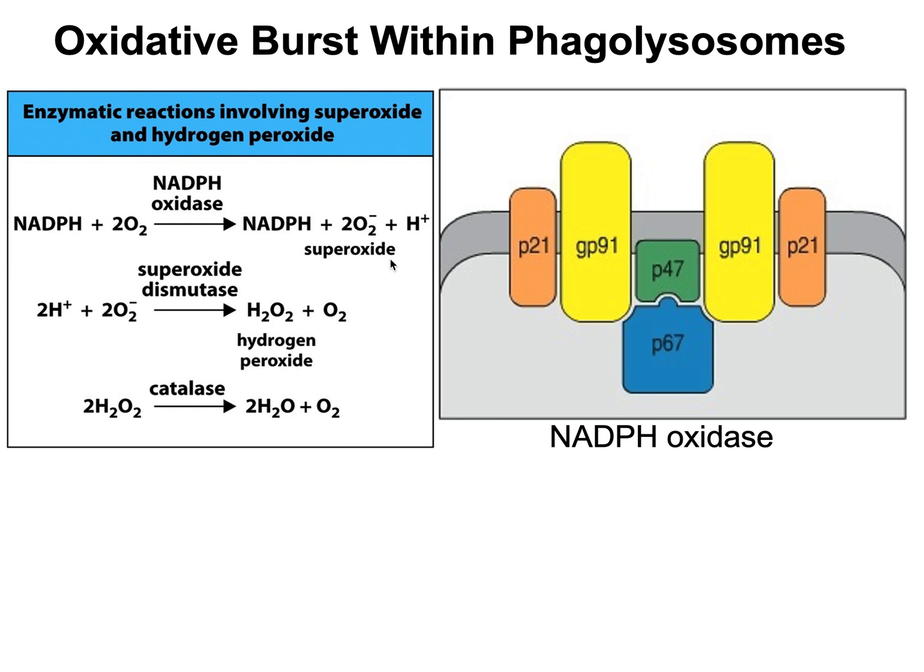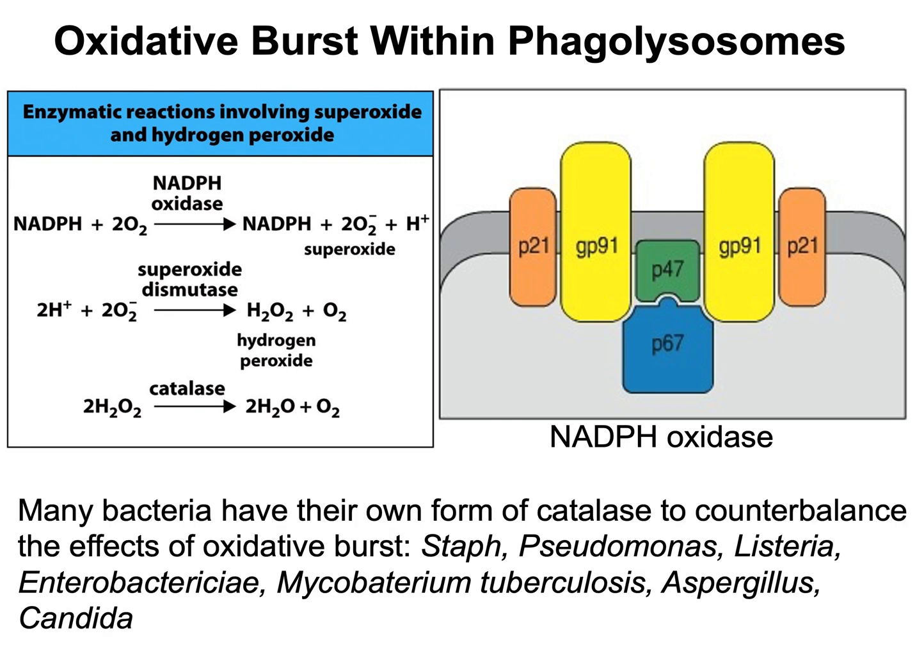And these are important regulatory effects to prevent inflammatory responses, and especially phagolysosome responses, from getting out of control and killing the cell. What's interesting is that many bacteria have their own form of catalase, and it allows them to counteract the effects of oxidative burst and persist within the phagolysosome. And this includes Staphylococcus and Pseudomonas and Mycobacterium and so forth.